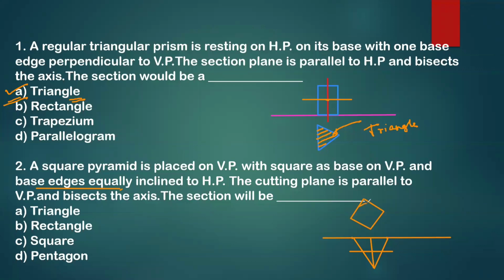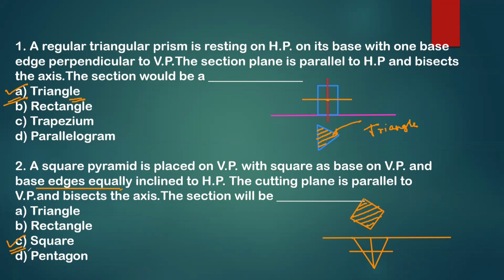And if we see here, whatever the section portion is, it must be a square as it is a square pyramid. So that means the section will be a square. So option C will be correct here. This is about the second MCQ.